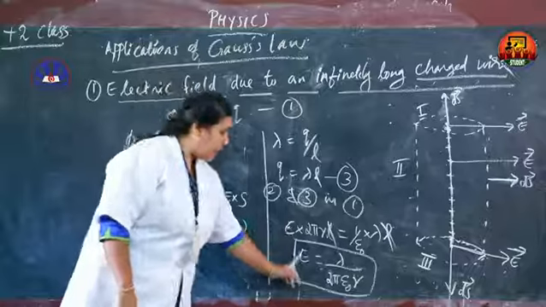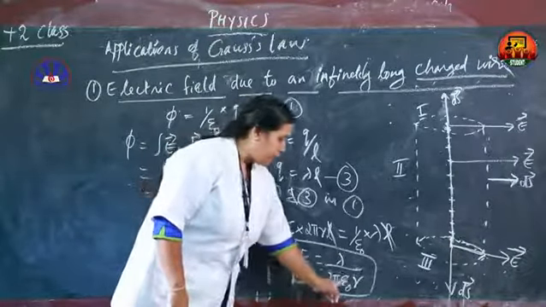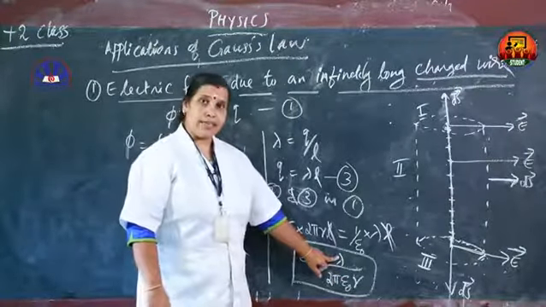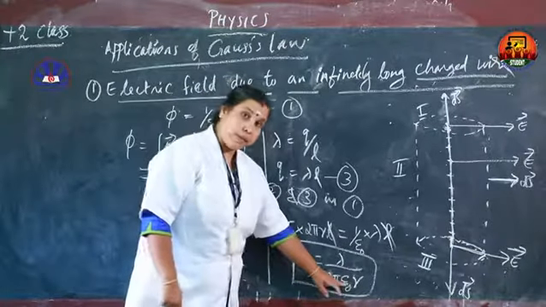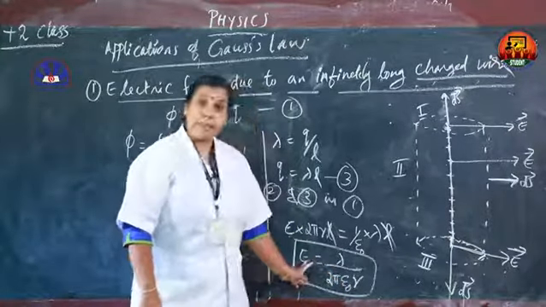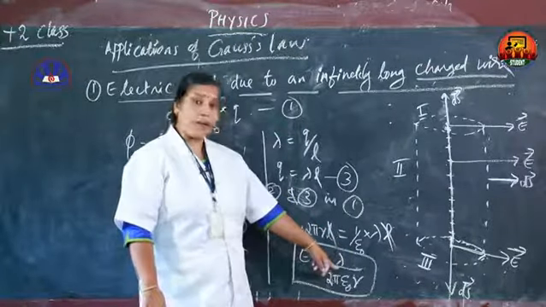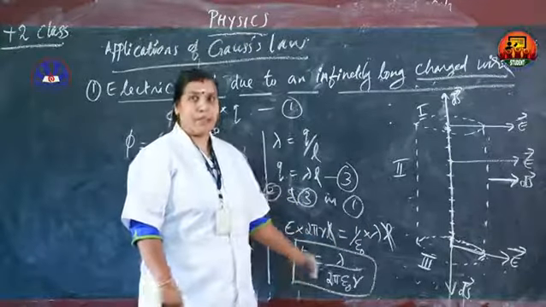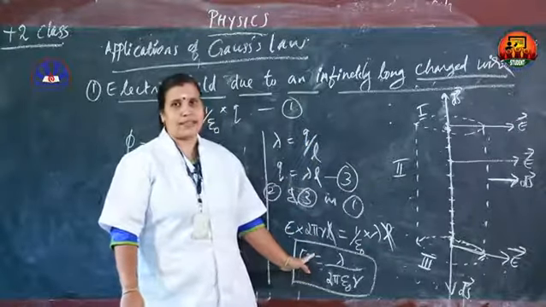Electric field. So electric field E equals lambda divided by 2 pi epsilon 0 R. Out of this, lambda is a linear charge density which is a constant, 2 pi is a constant, epsilon 0 is a constant. That means the field depends only on R. Is it directly on R or inversely on R? Electric field depends inversely on R. That means as distance from the wire increases, the field decreases.